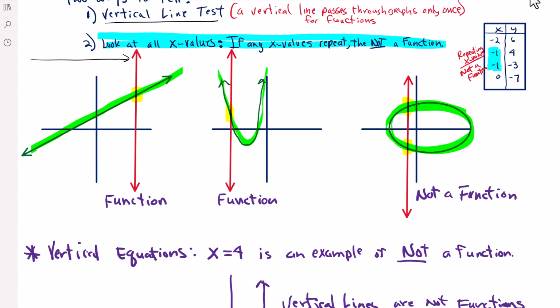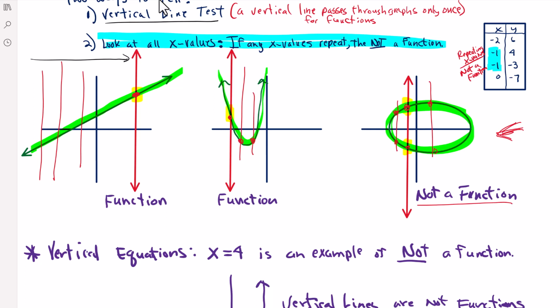Notice, no matter where I take that vertical line, I could do it here, here, or here, it only touches that green line in one location. Let's look at the quadratic. It touches one location, one location, one location. Let's look at the ellipse. It doesn't matter where we run through there. So this equation is not a function, but a linear y equals mx plus b is.